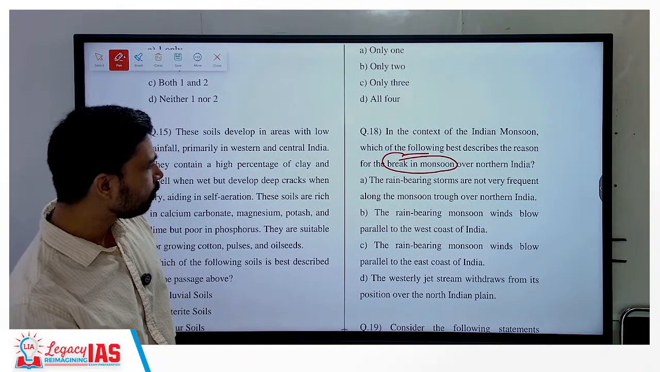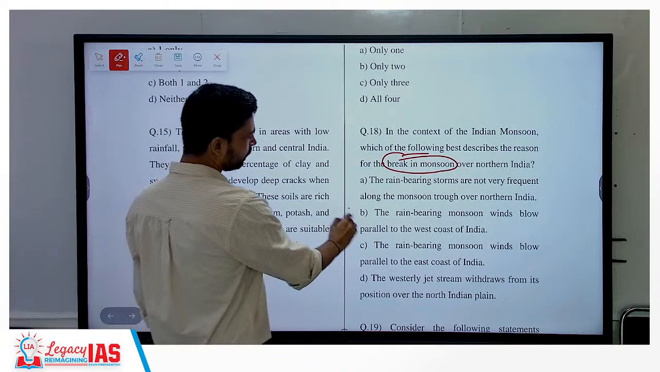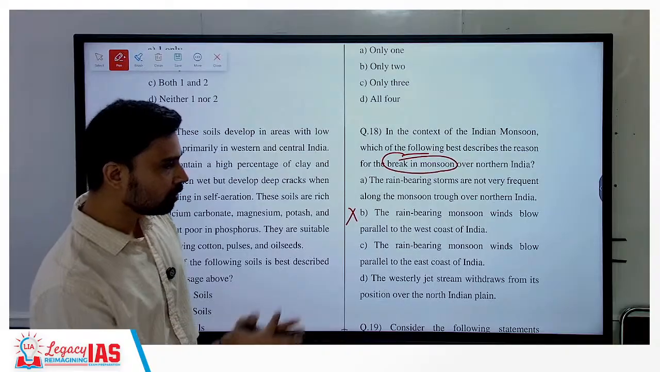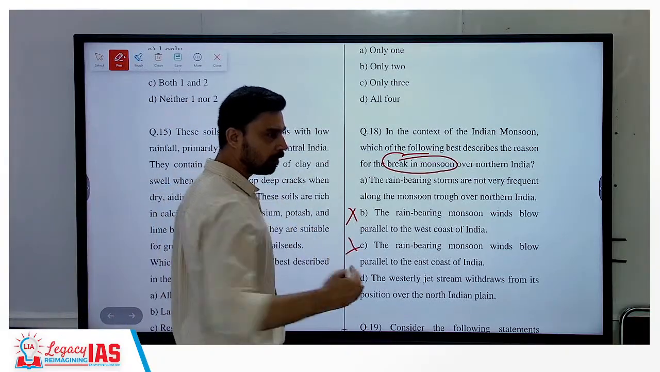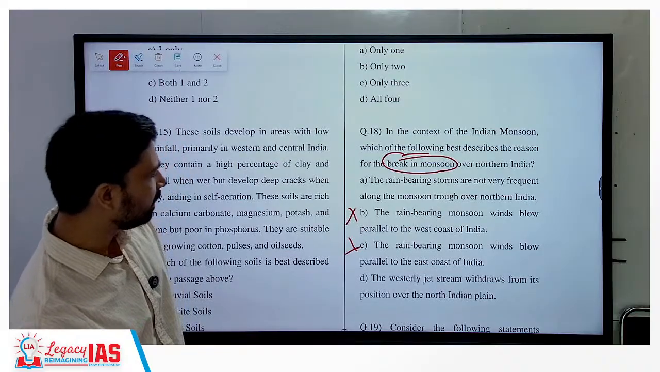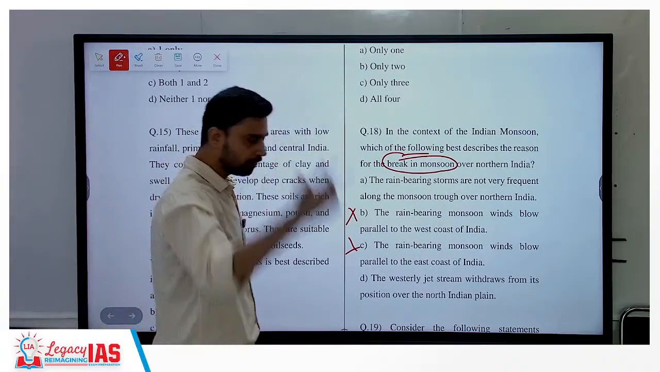Rain-bearing monsoon winds blow parallel to the west coast of India. True or false? False. It is flowing perpendicular. Rain-bearing monsoon winds blow parallel to the east coast of India. That is also not correct. Flowing how? Perpendicular. Westerly jet stream withdraws from its position over the North Indian plain. Now that already has taken place, okay, before monsoon.